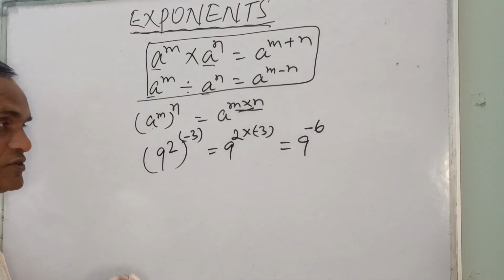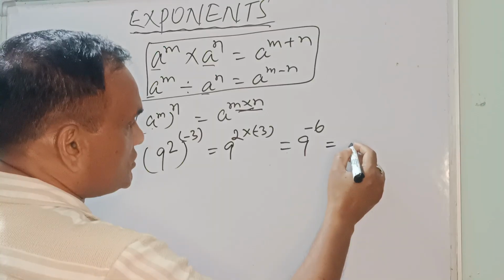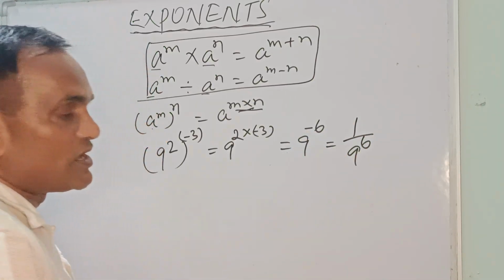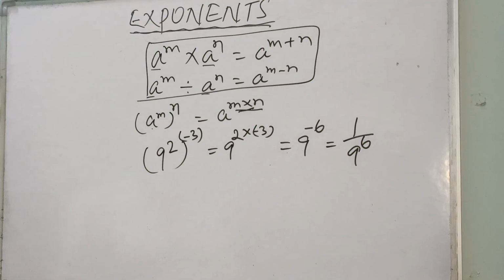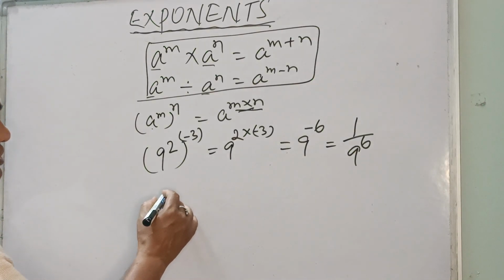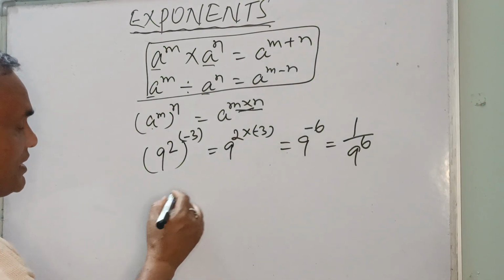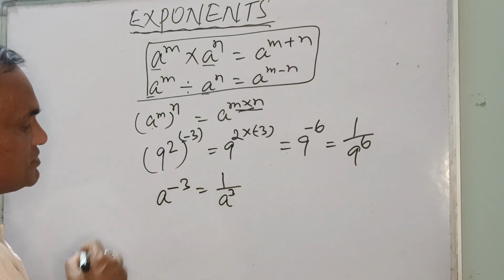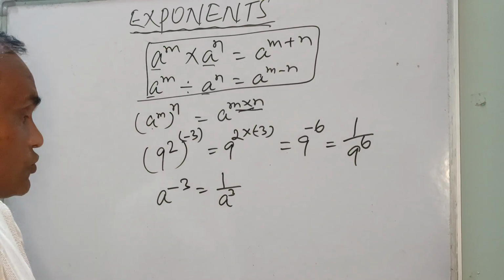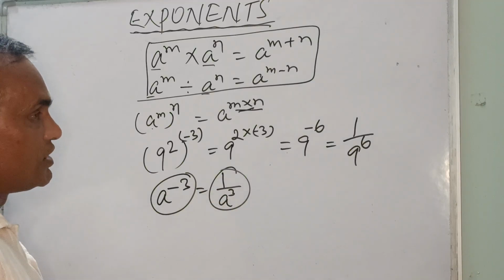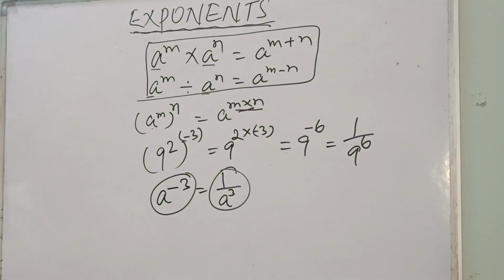Now how can we change the sign of this minus 6? Certainly you will write 1 by 9 to the power 6. Thus the minus sign is changed to plus. Suppose you are writing a to the power minus 3, then we can write 1 upon a to the power plus 3, because the minus sign changes when it goes down. So both are equal. Another question will arise here, just note it down and we'll move further.